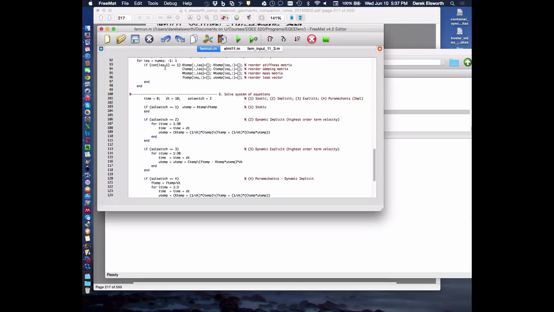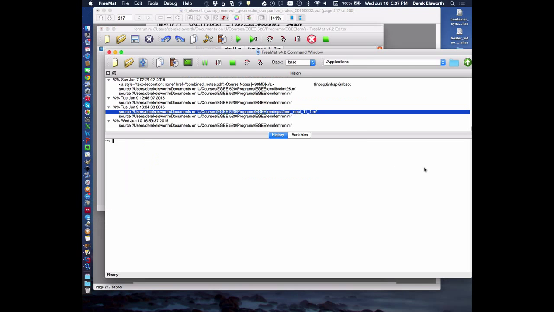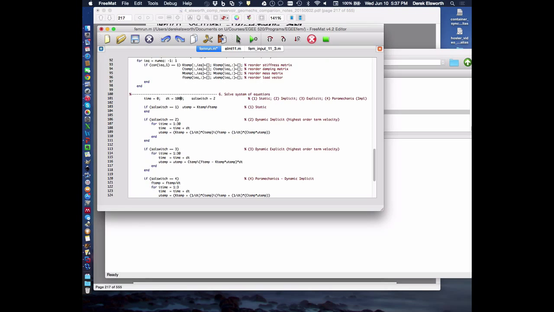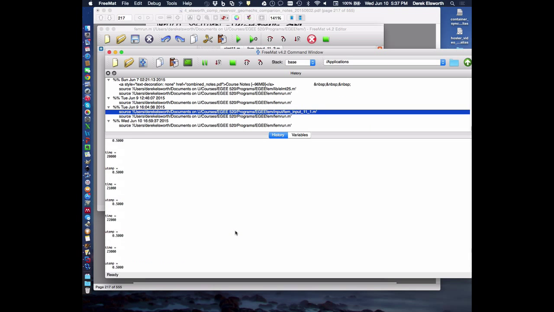We'd still get a sane result. So if we used 1,000, we clean it off and we run it, what would we get? I think we'd get 0.5 all the way through. And it's there. 1,000 is 0.4995, that's 0.5. So it's still a sane result.